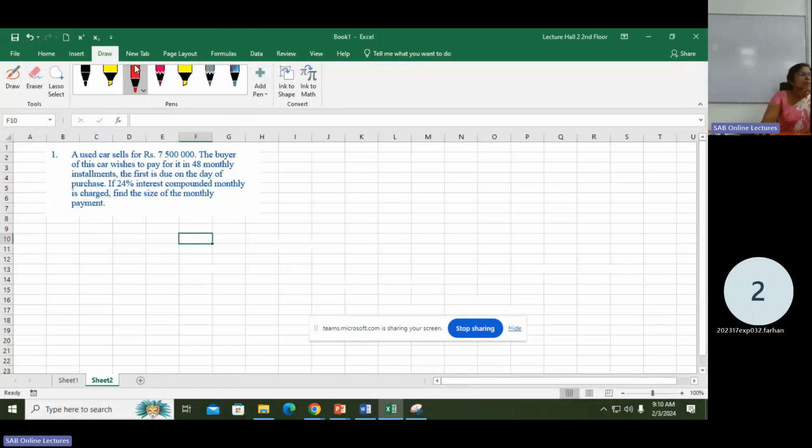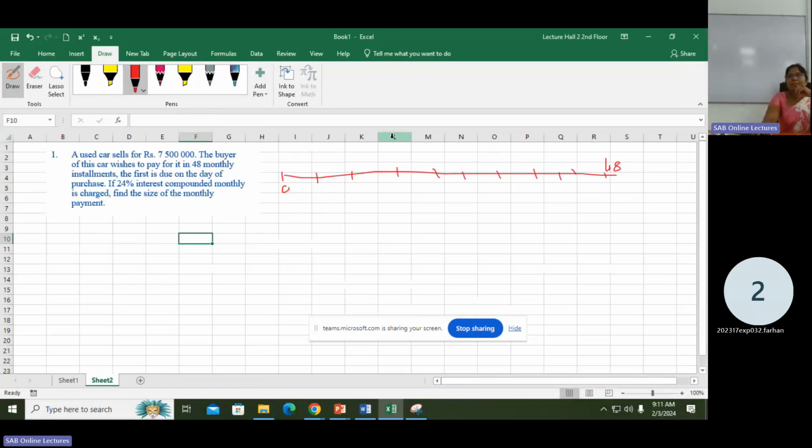So this is the question. You sell the used car for 7.5 million. The buyer of this car wishes to pay for it in 48 monthly installments. If you draw the timeline here, today you are selling your car at, say, 0. The buyer wishes to pay this 7.5 million in 48 monthly installments. This goes up to, say, 48.